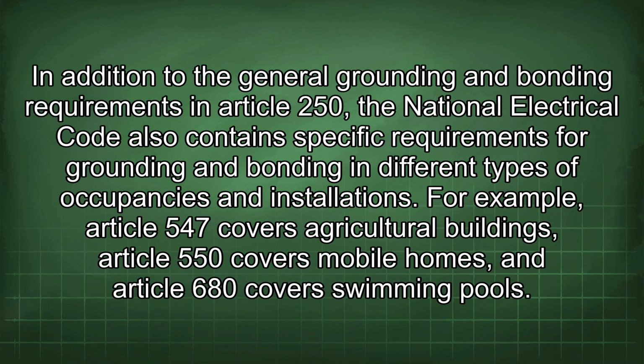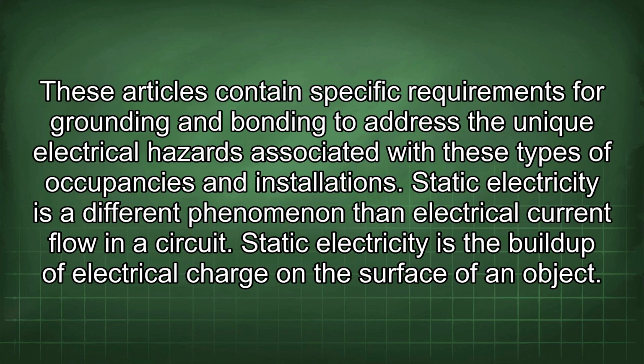In addition to the general grounding and bonding requirements in Article 250, the National Electrical Code also contains specific requirements for grounding and bonding in different types of occupancies and installations. For example, Article 547 covers agricultural buildings, Article 550 covers mobile homes, and Article 680 covers swimming pools. These articles contain specific requirements for grounding and bonding to address the unique electrical hazards associated with these types of occupancies and installations.